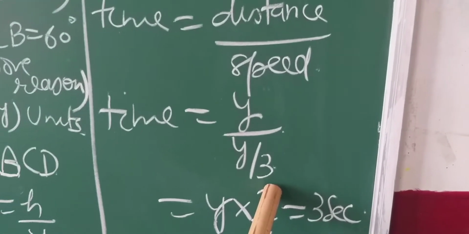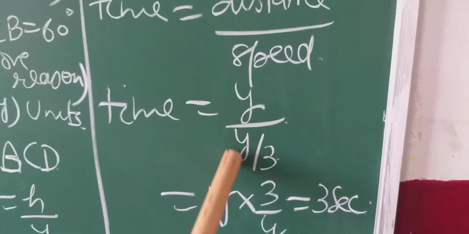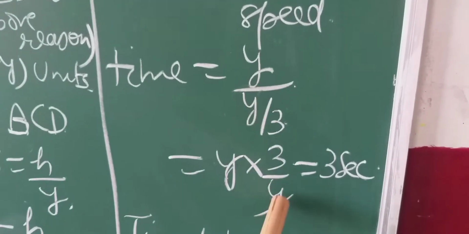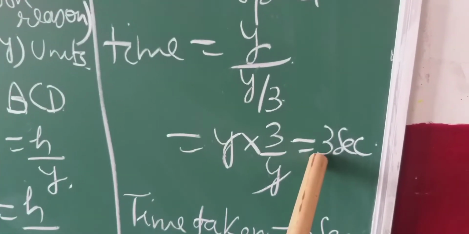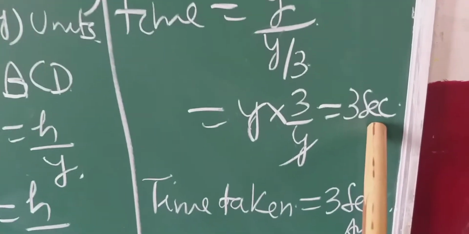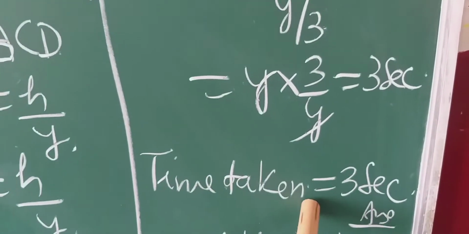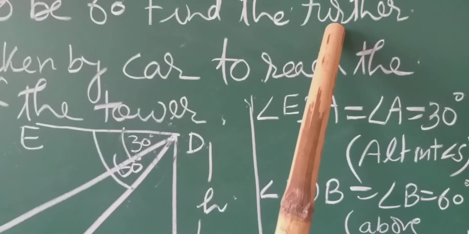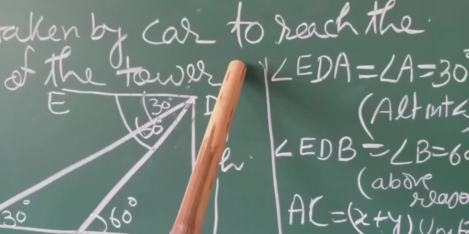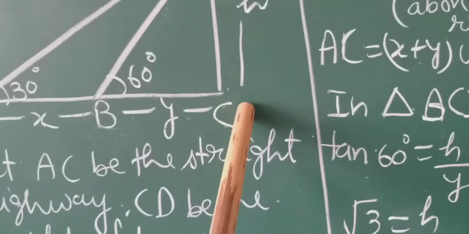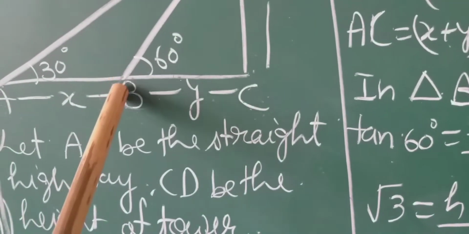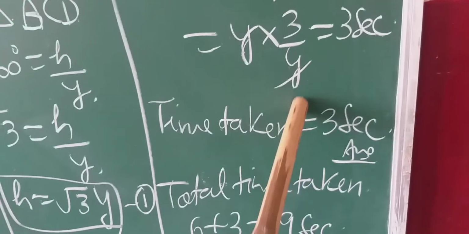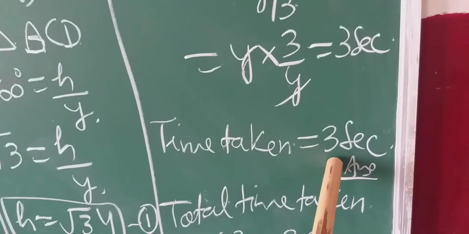Now let us do the calculation. Y into, it will become 3 upon y. We have to write the reciprocal of the denominator. Y cancels, equals 3 seconds. So the time taken from B to C, the question is asking about the further time taken by the car. So further time taken means we have to calculate the time from B to C. So this time is 3 seconds. So our answer is 3 seconds.